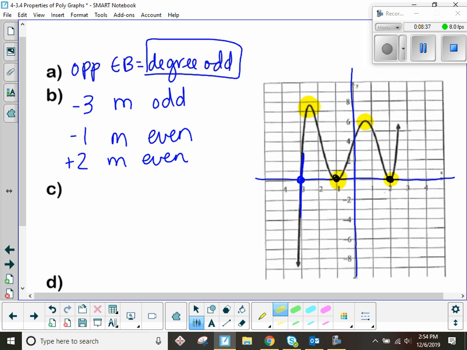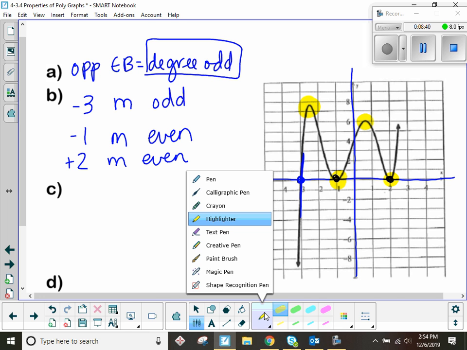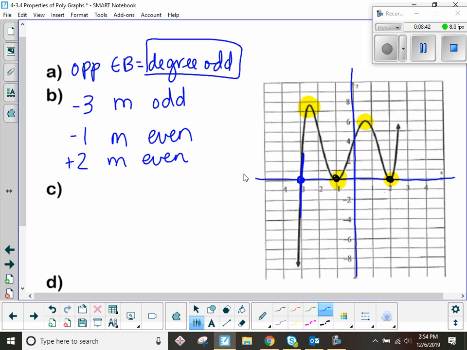So how many turning points is that altogether? 4. And what are we going to do with that 4? Add 1. So the least possible degree is 5. It might not be exactly 5, but we know it's not less than 5.